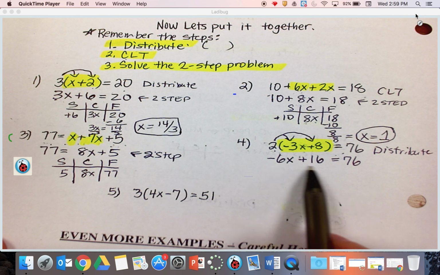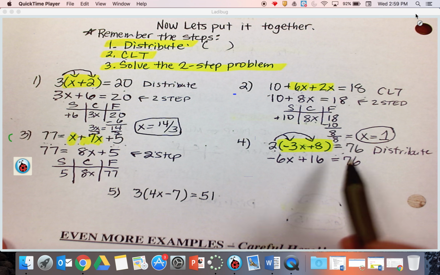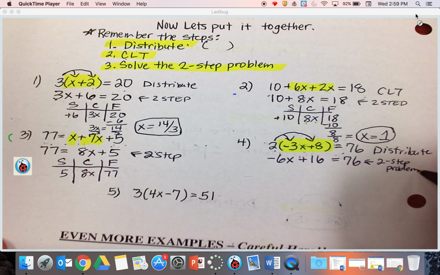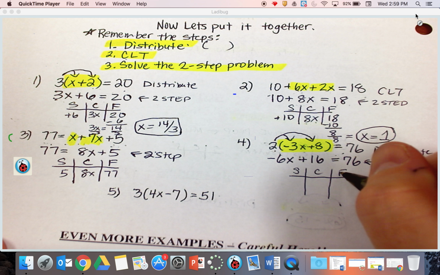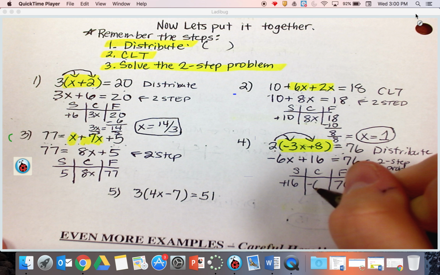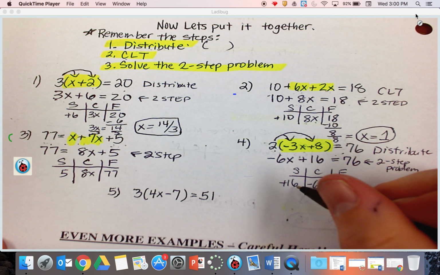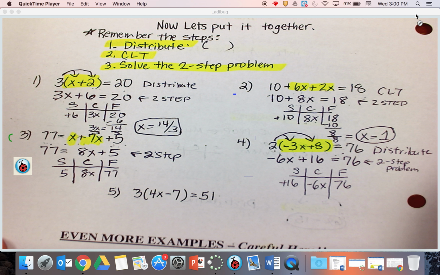Do I have any combined like terms here? I don't, do I? All these terms are different. So all this right here is my two-step problem. And I'm good to go to set it up and solve away. 76, 16, negative 6x. That's plus, so you subtract. That's times, so you would divide. Wham, bam, there it is.